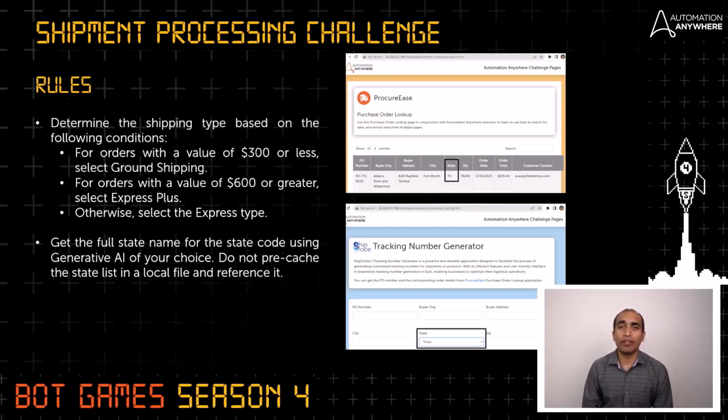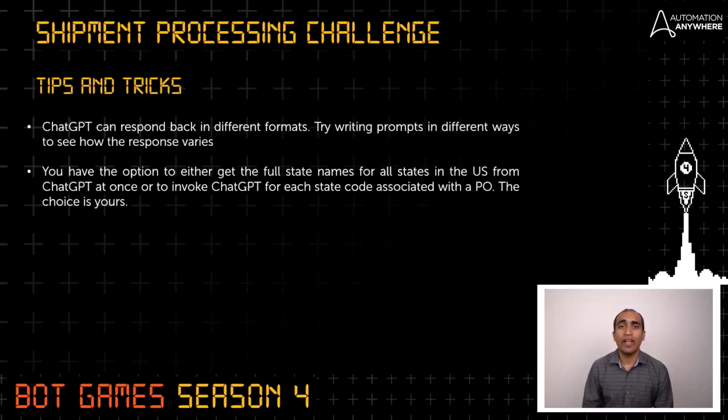Let's take a look at a couple of tips and tricks. ChatGPT or any other generative AI of your choice can respond in different formats. So be specific in what you are asking for and also the format in which you want the response. You have the option to ask ChatGPT for the entire list of state names for all the states in the US, or you can ask ChatGPT to give you the state name for each of the state codes associated with the PO number. The choice is yours.